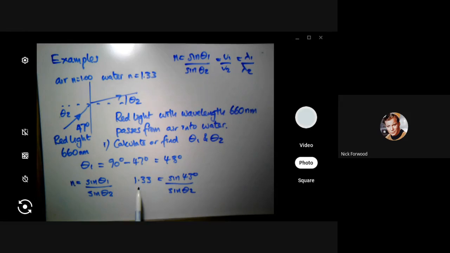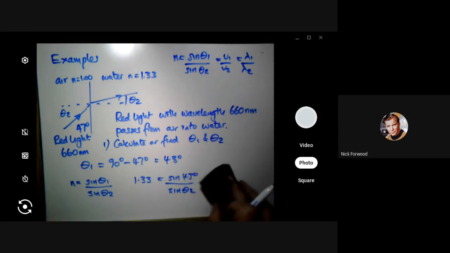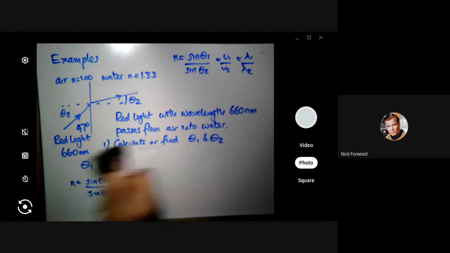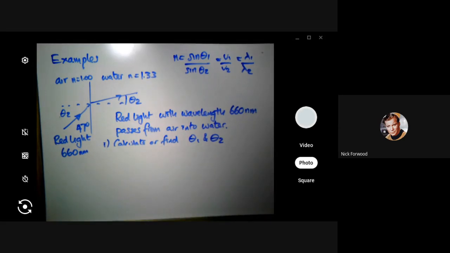We're going to put the 1.33 down there. We're going to enter that into our calculator, sine 43 divided by 1.33, and then we're going to do the inverse sine of the whole thing, which is exactly what we did before. Running out of space, so I'll just move straight to the next bit. Sine theta 2 equals sine of 43 degrees over 1.33.